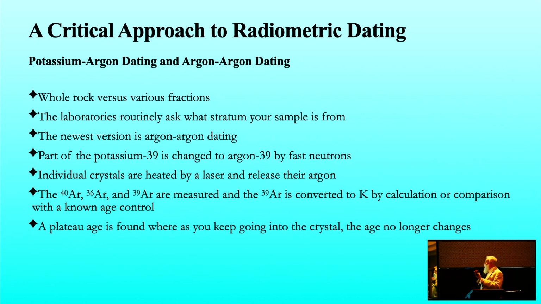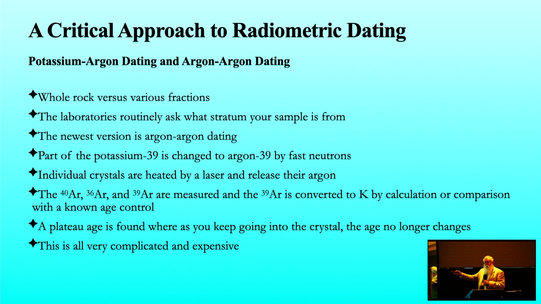A plateau age is found, whereas you keep going into the crystal, you keep getting the same date. That gives you a plateau. So you're creeping up and up and up, and finally you get over the top, and that plateau age is the real age of the crystal. Notice that we are now getting into the center of the crystal, the part that's hardest to get rid of argon from. So we're prejudicing our dates to get older dates.